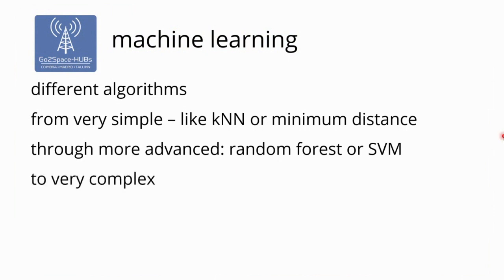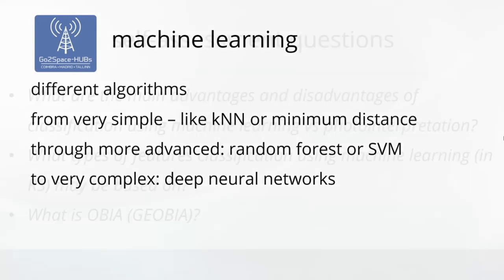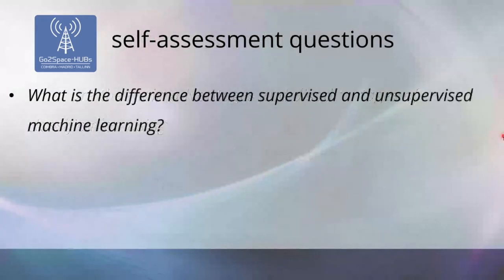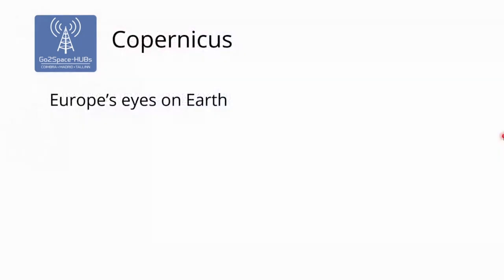And also there are very complex, very complicated, very difficult to understand, but very powerful approaches. Well, they can be very powerful, but also very deceiving, like deep neural networks, which we have probably heard of. If not, it's a big thing now in machine learning, deep neural networks. So that's the end of this part, and let's go to Copernicus.